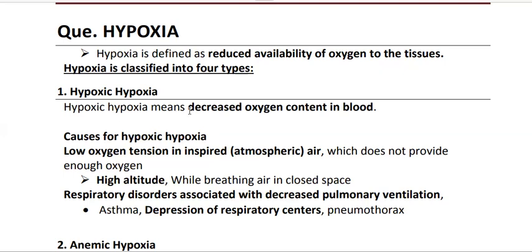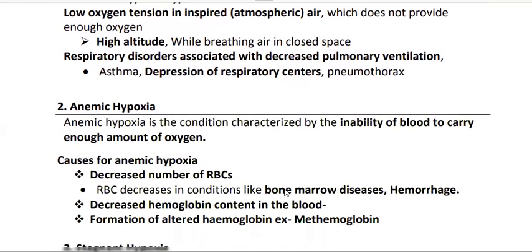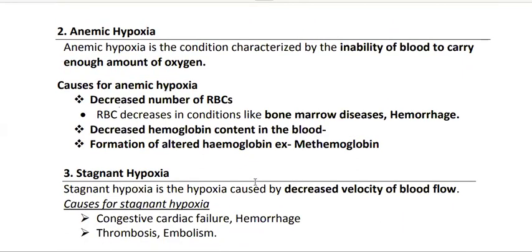Hypoxic hypoxia, decreased oxygen content in the blood. Causes: low oxygen tension in the inspired air, high altitudes, breathing air in closed space, respiratory disorders associated with decreased pulmonary ventilation, asthma, depression of respiratory centers, pneumothorax. Number two, anemic hypoxia. Anemic hypoxia is inability of the blood to carry enough amount of oxygen.